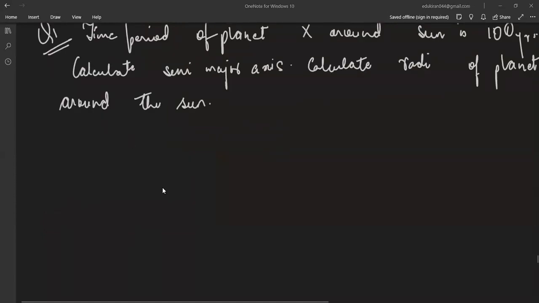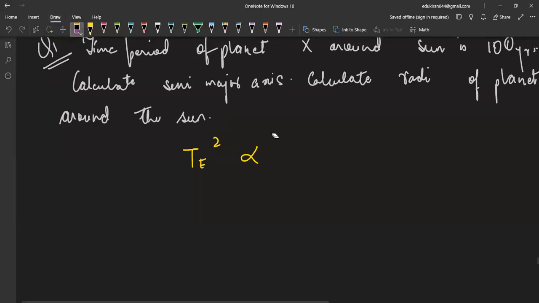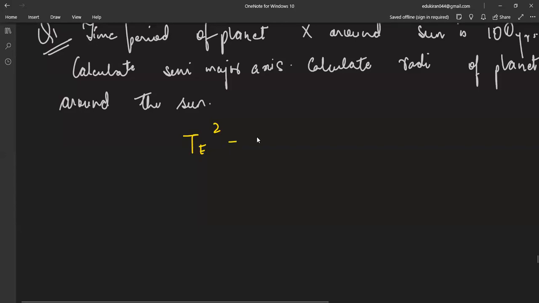Okay, so this question says that the time period of planet X around the sun is 100 years. You have to calculate the semi-major axis, that is, the radius of the planet around the sun. See how you will solve this question. For Earth, T squared is directly proportional to R cubed, so T_E squared is equal to K, A cubed, where A is the radius of Earth's orbit, this whole cube.